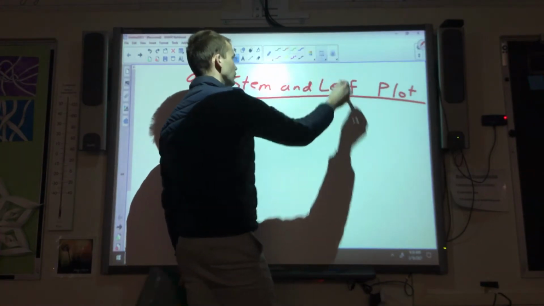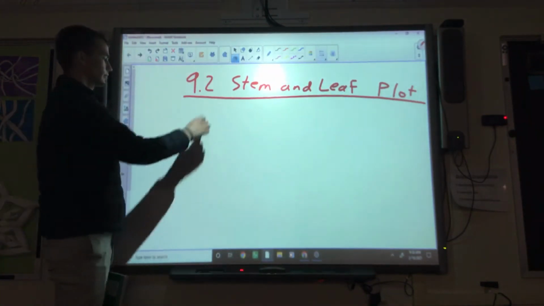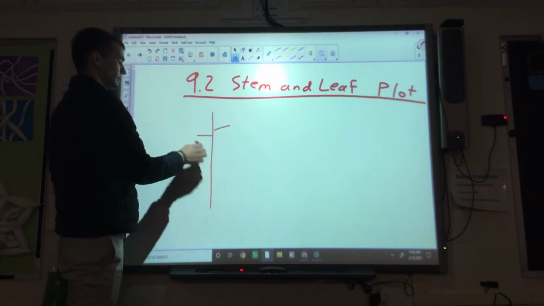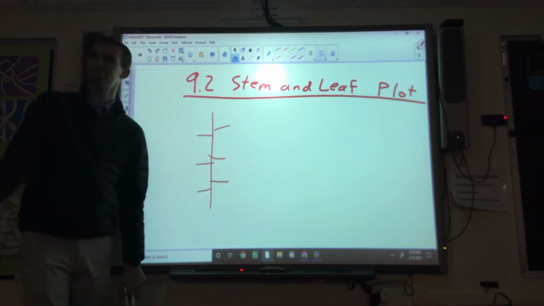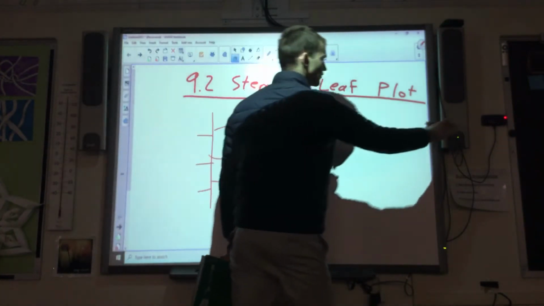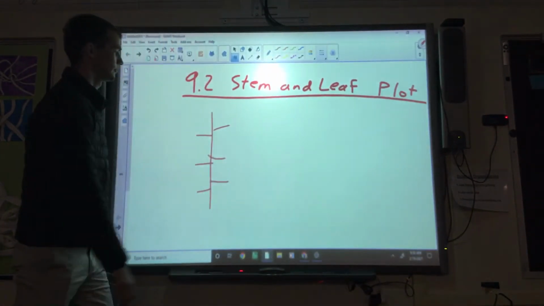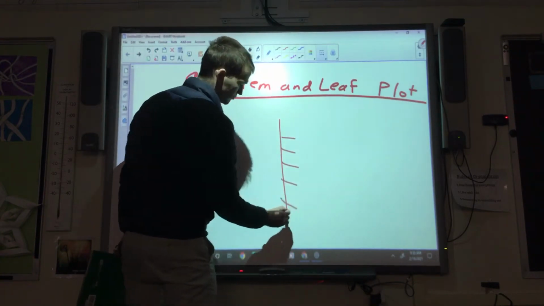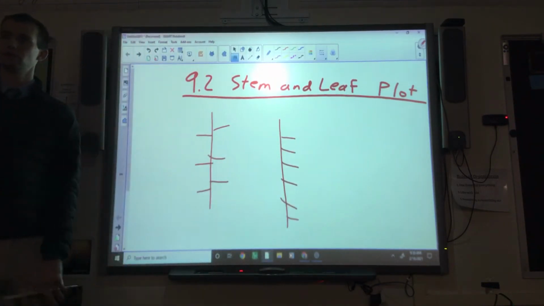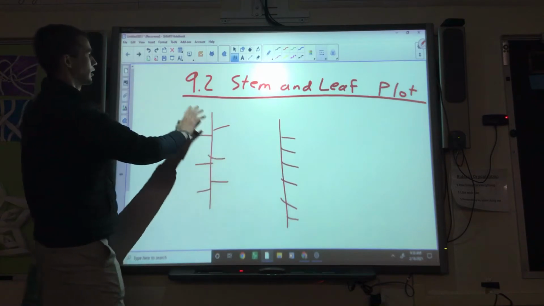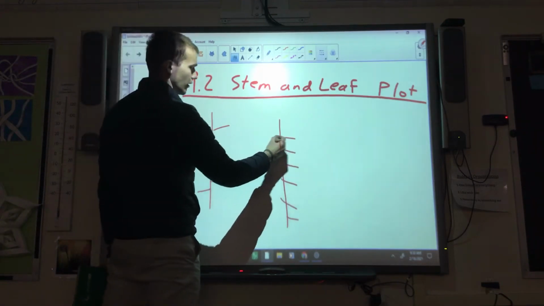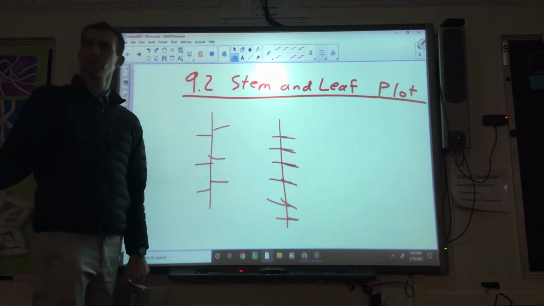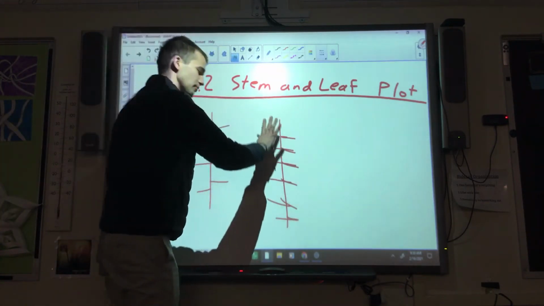So when we see a plant, it's got the stem, right? And then it's got leaves coming off on either side, right? This is similar, except the stem is right here, and the leaves are all on this side. So basically the way it goes with this is that you take all the numbers that you had, and you're going to represent them all right here.